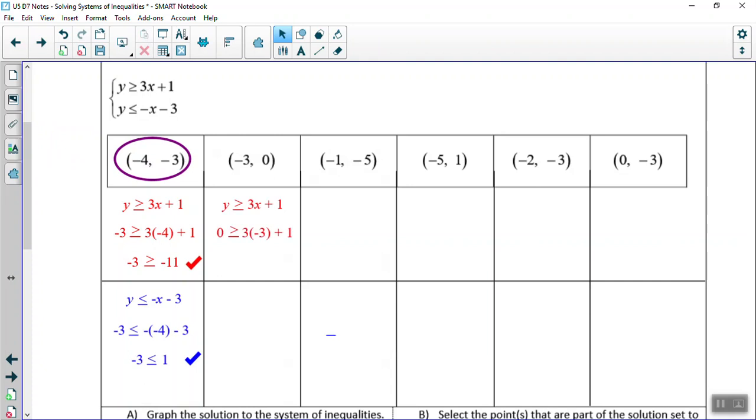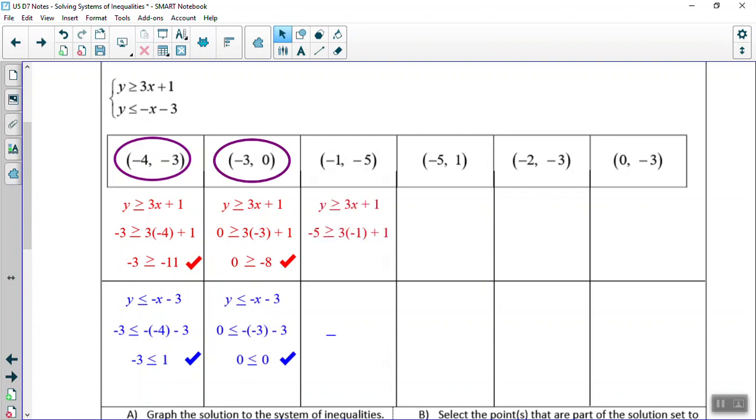Substitute in negative 3 and 0. Work it out. Is 0 greater than or equal to negative 8? It is. Let's do this one. Substitute negative 3 and 0. Work out the problem. Is 0 less than or equal to 0? It's equal to 0, so it works. Okay, so this one's also a solution. All right, let's do one more together, and then the rest will become try on your own.